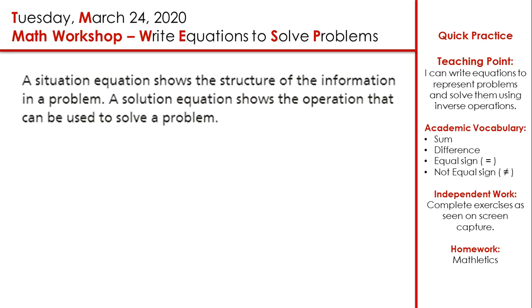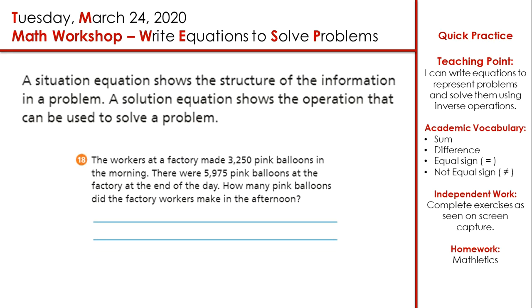Alright? So since today we're going to be working with situations that involve equations and word problems, let's take another look at what a situation equation is. A situation equation shows the structure of the information in a problem. A solution equation shows, on the other hand, the operation that can be used to solve the problem. That is to say, the situation shows the problem as it is, and then the solution one shows the operation that solves the problem.